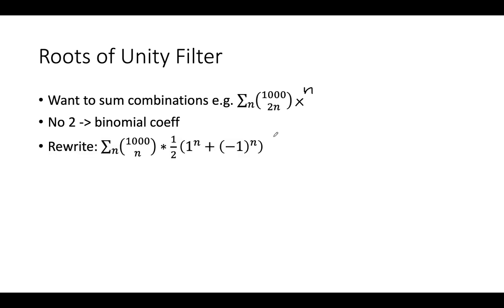Well, the answer is that we can rewrite this. Instead of eliminating the odd terms from this sum straight up, we can use this function to eliminate them for us and have a normal sum here. So let's see how this works. 1 to the n plus negative 1 to the n: if n is even, then this will be 2. If n is odd, this will be 0. So you see we still only keep the even terms in terms of this n. The 1/2 cancels the 2 you get here.